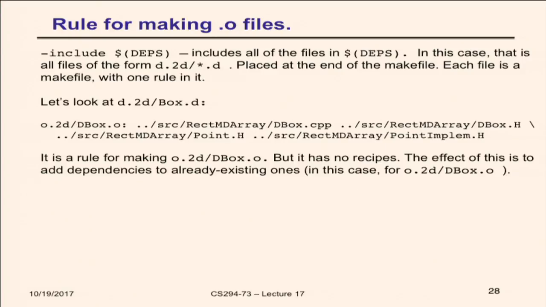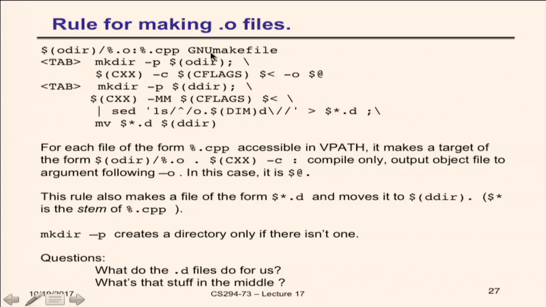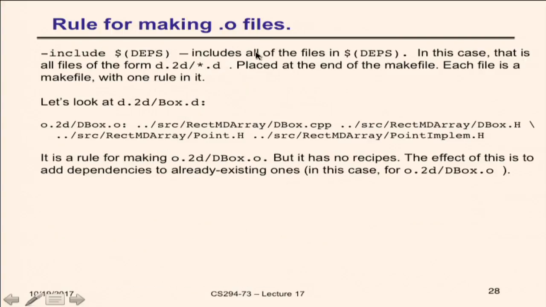So what's that doing for us? It's a rule for making dbox.o, but it has no recipe. The effect of including a rule like this is to add dependencies to the already existing ones, in this case for o.2d/dbox.o. Up here we already had dependencies for that: it depended on dbox.cpp in the makefile itself, and this adds these things as dependencies to those already existing dependencies. So again, let me go back to here.